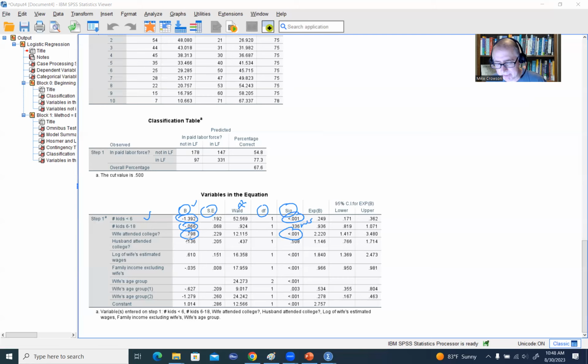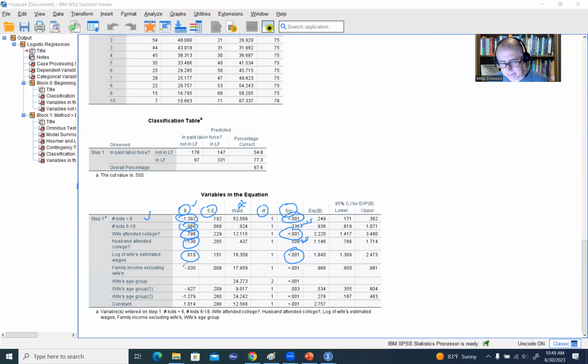So we have a positive slope for husband attended college, but you can see that that was not significant as well. The log of wife's estimated wages, it's positive right here, and you can see it's statistically significant. So basically, higher values associated with this particular predictor are associated with a greater probability of being in the labor force.